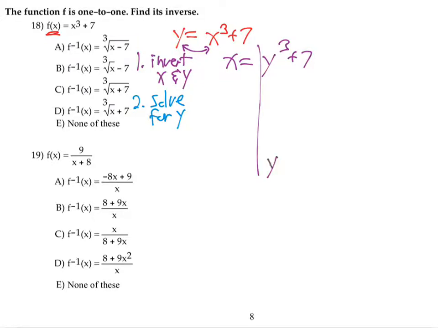Y is saying, I want to be alone. Get rid of all this stuff. So I'm just going to subtract 7 from both sides. Cancels out.